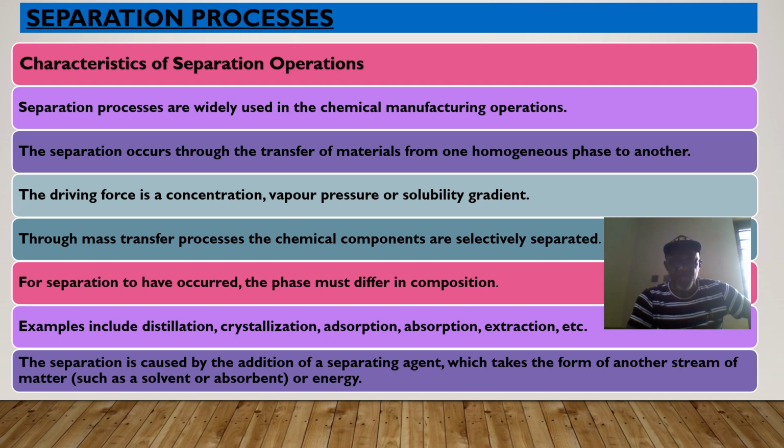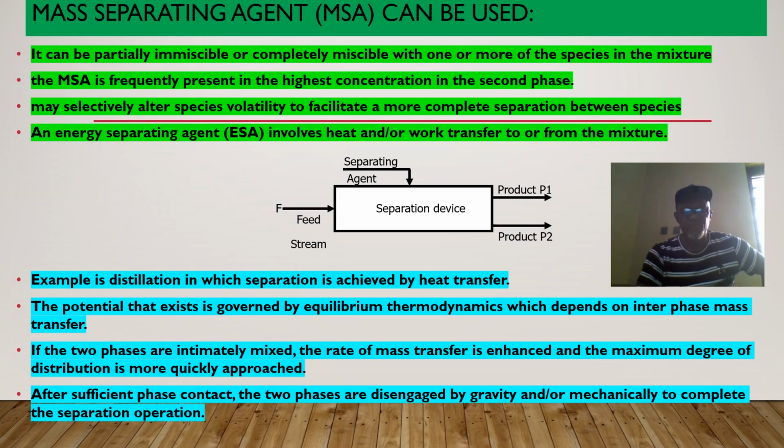The separation is caused by addition of a separating agent, so we can use a separating agent. Put the separating agent that collects or absorbs the particular material we want, a kind of carrier agent. It can be a mass separating agent. It can also be an energy separating agent. Mass separating agent can be used.